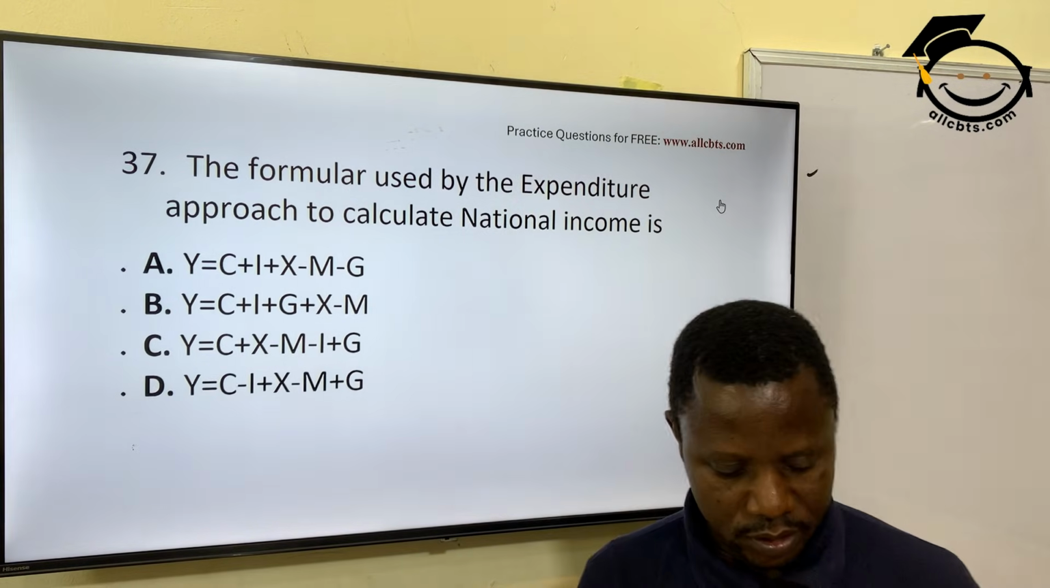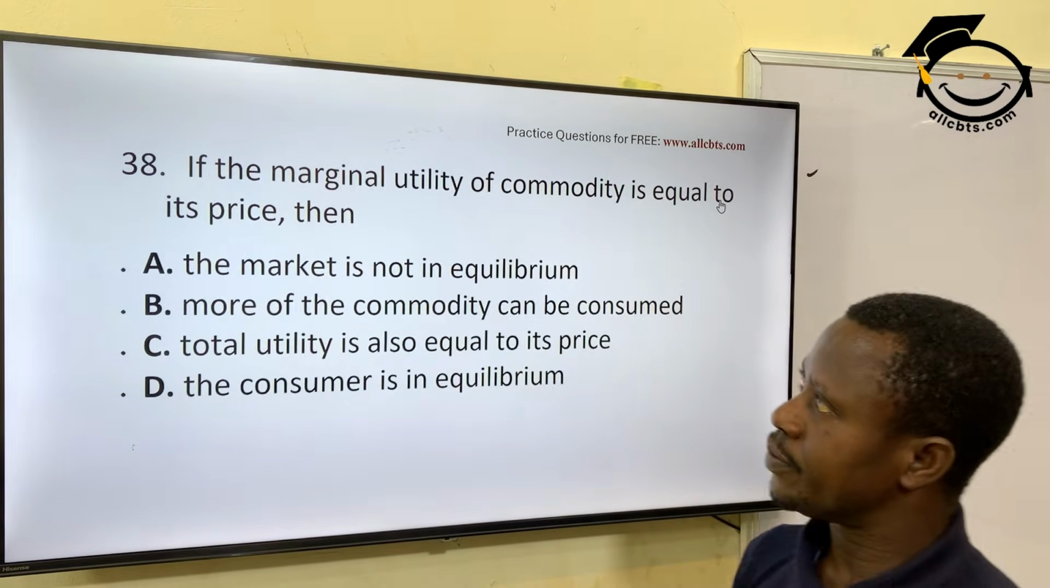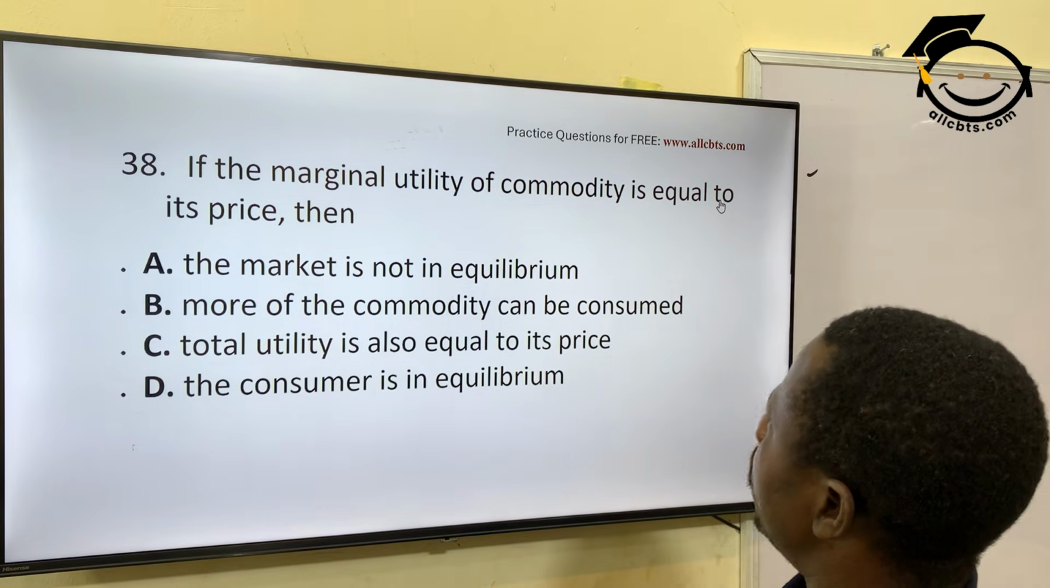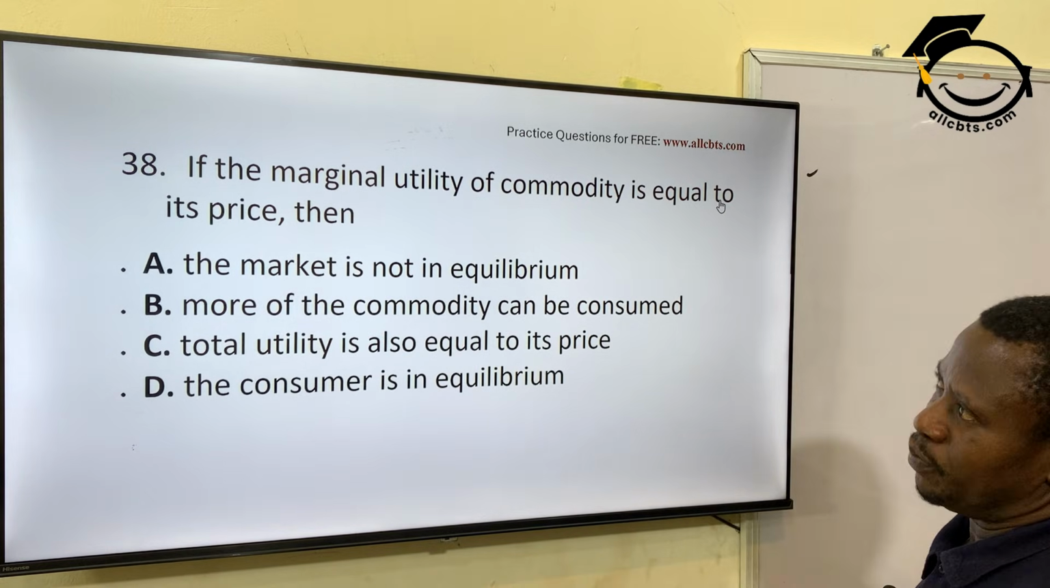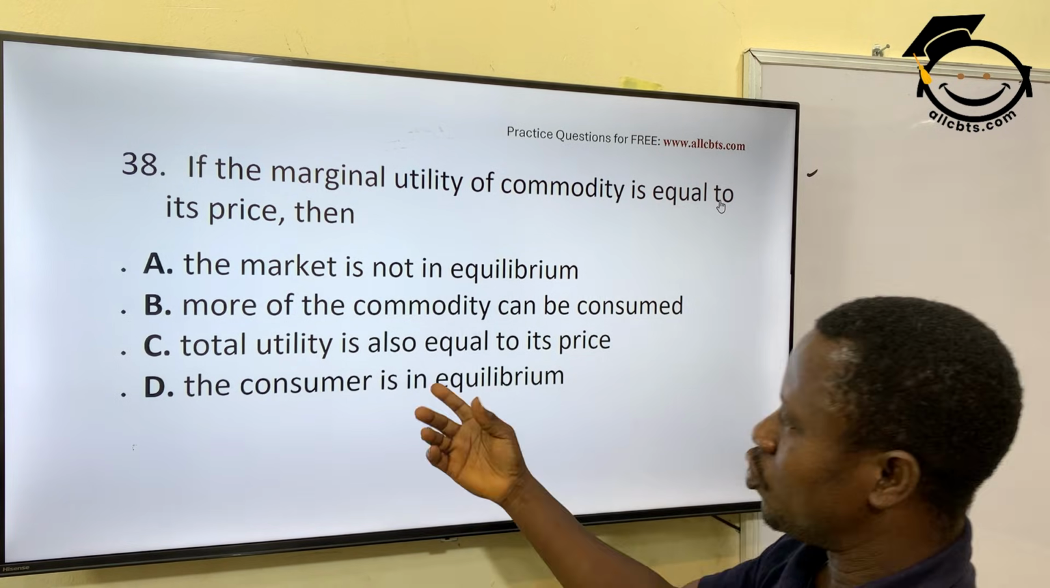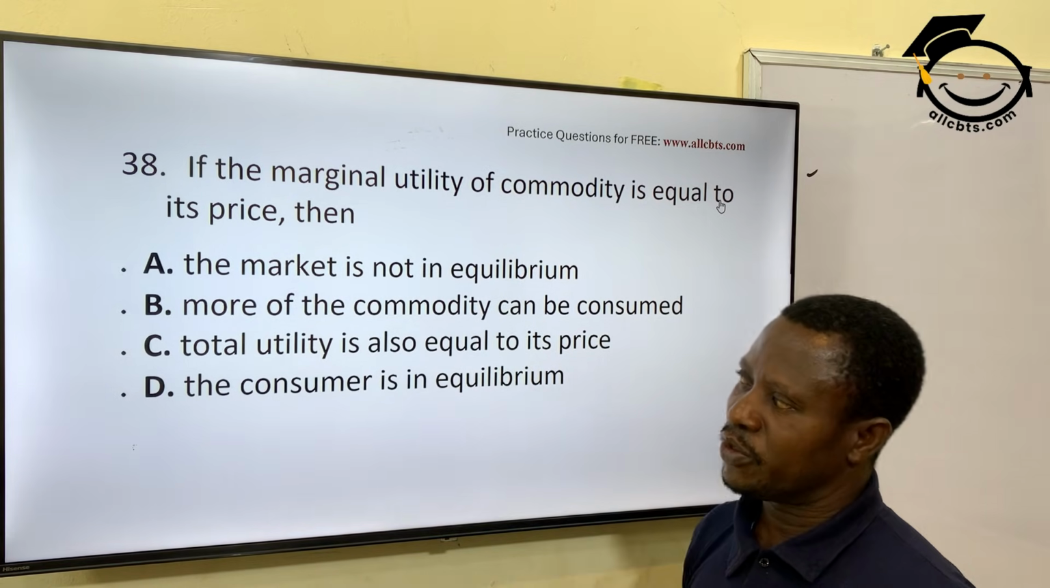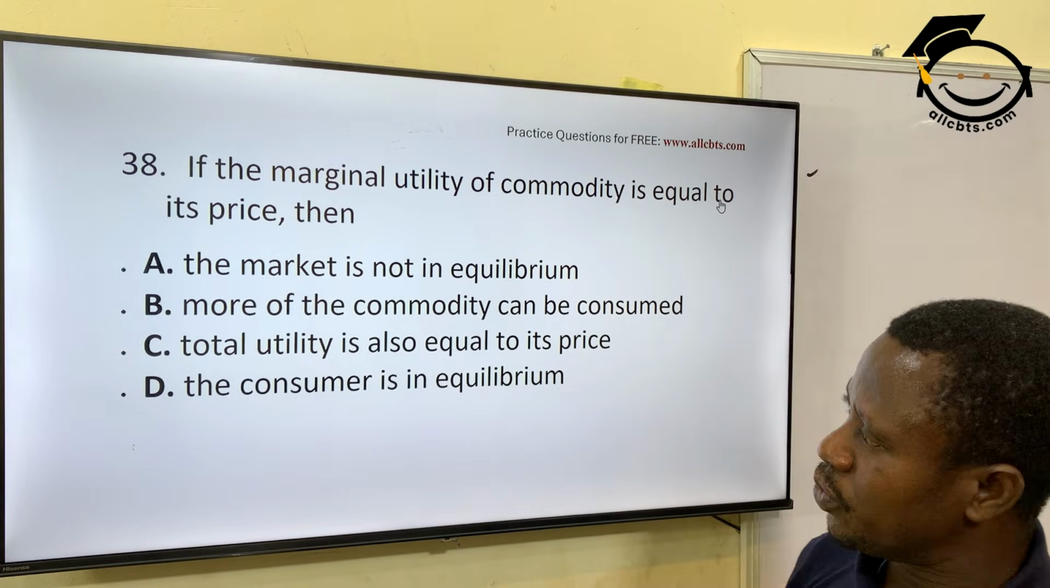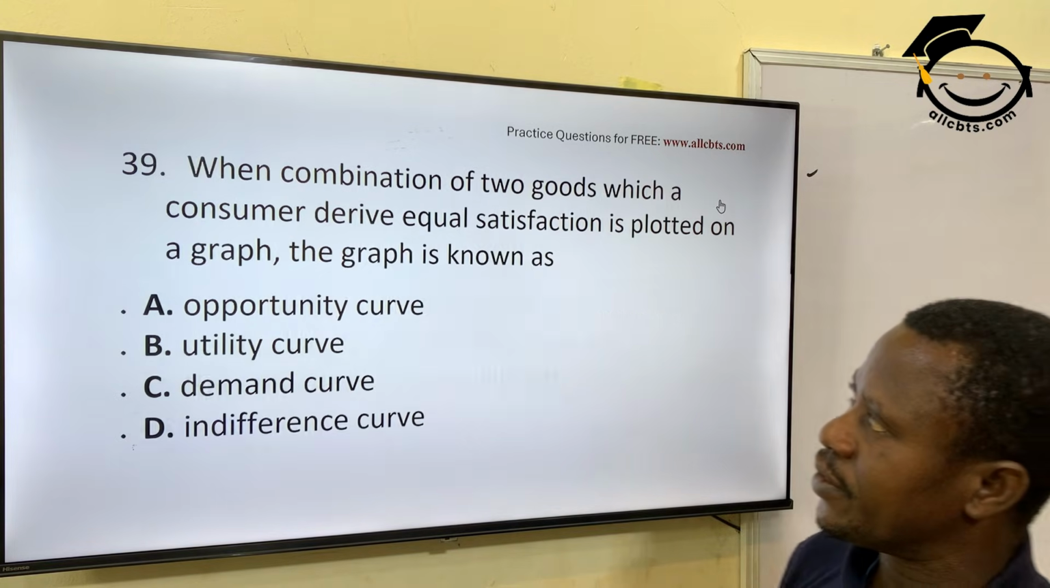Then we'll go to the next one. If the marginal utility of commodity is equal to its price, then consumer is in equilibrium. This question is also repeated, but answered it before, not to waste time. Option D is the correct answer.